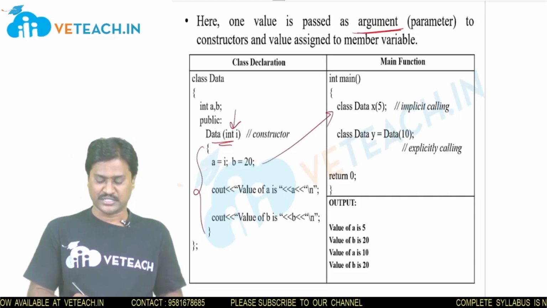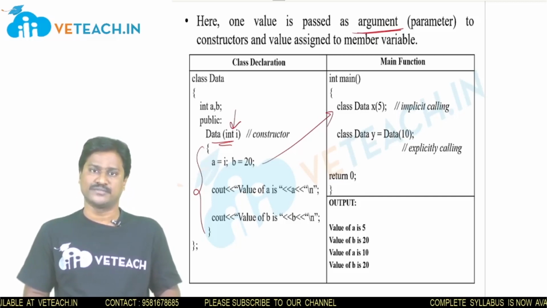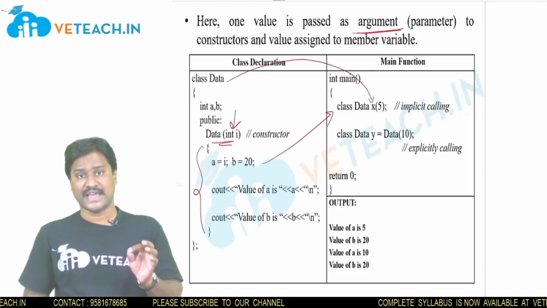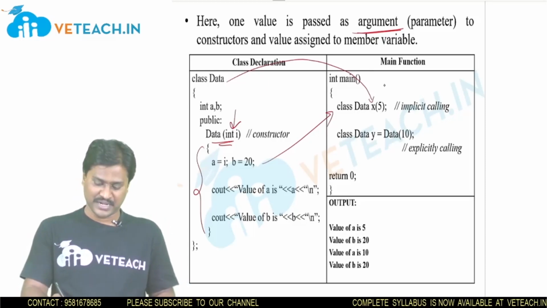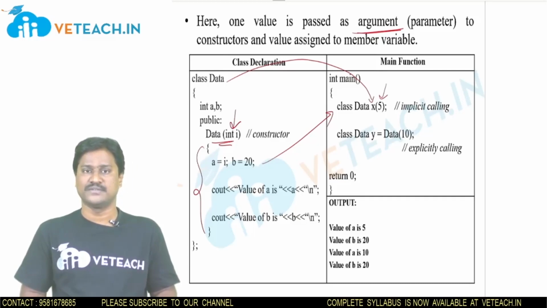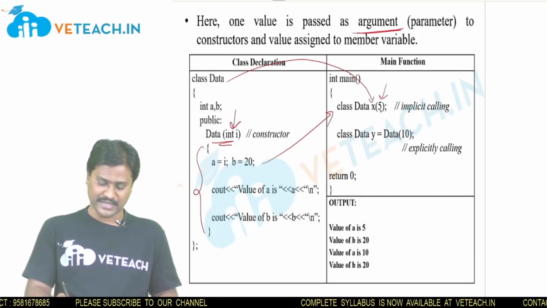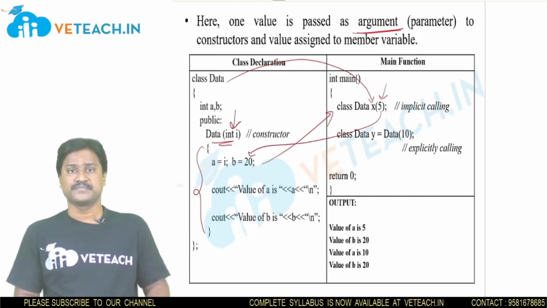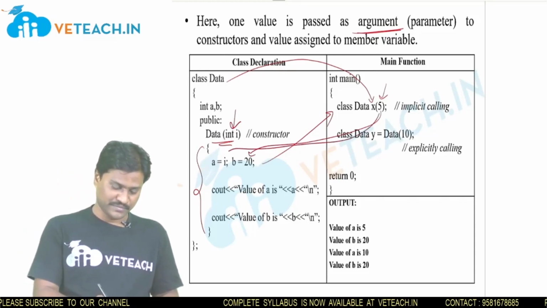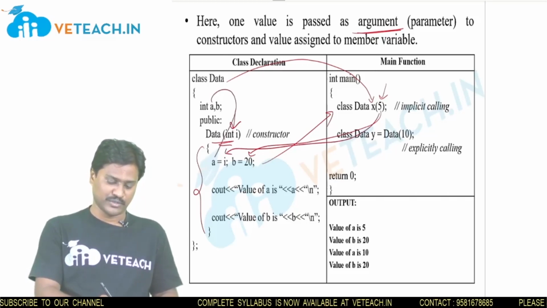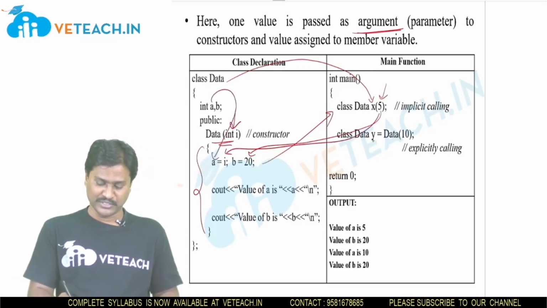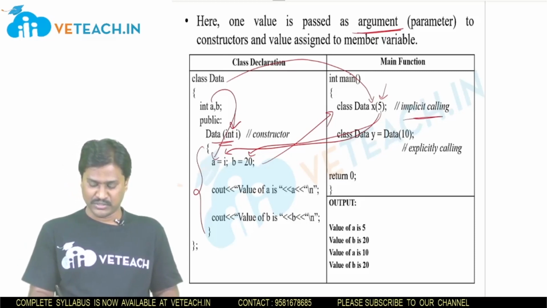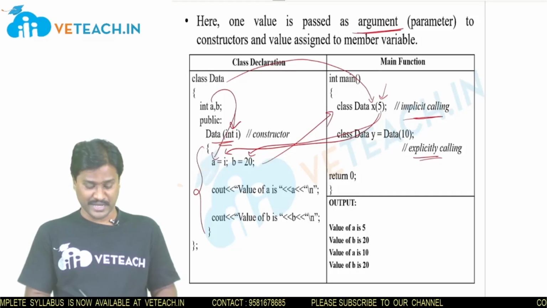When we use this constructor for creating objects of a class, here it is data class, I am defining x as an object of this class, and I am passing one integer variable to this constructor and assigning this value to the variable we are defining in the object. The value is loaded into one of the variables of the class. This process of calling is implicit calling, and we can also call these constructors explicitly like this.